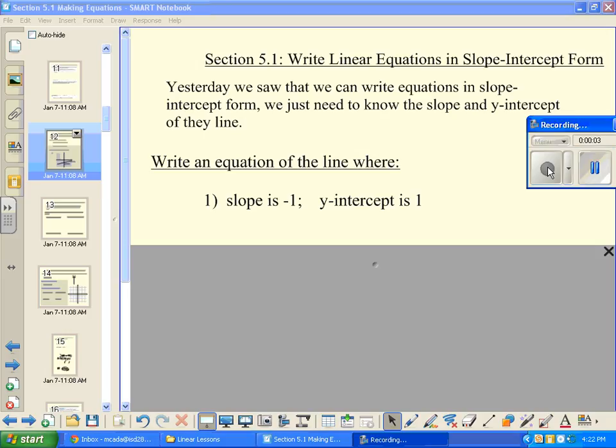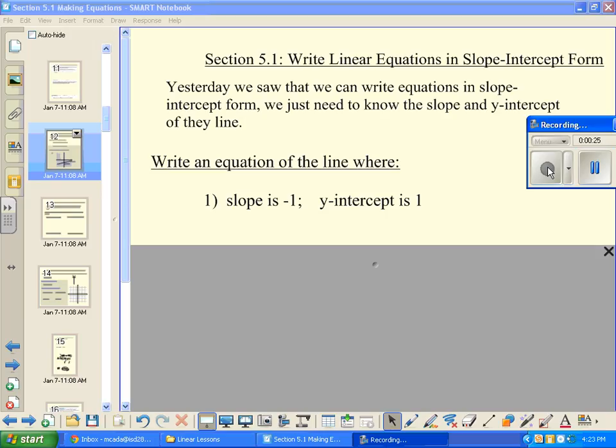Today's lesson is a continuation of section 5.1, writing linear equations in slope-intercept form. In the previous lesson we started talking about how in chapter 4, many times they gave us an equation, and then we took that equation and made a table or made a graph, or we went from one representation to another. That's what we've been doing a lot this year. This chapter is no different in this section, 5.1.